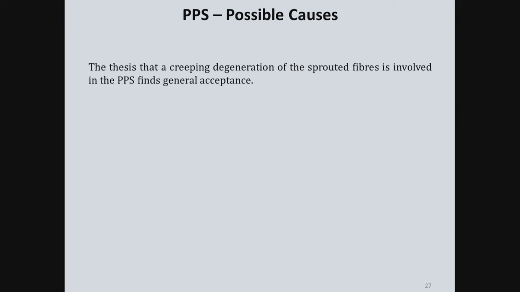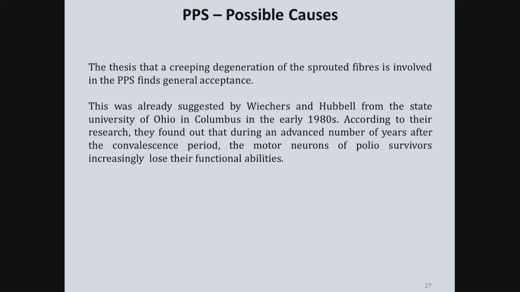PPS possible causes. The thesis that a creeping degeneration of the sprouted fibers is involved in the PPS finds general acceptance. This was already suggested by Wiechers and Hubble from the State University of Ohio in Columbus in the early 80s. According to their research, they found out that during an advanced number of years after the convalescence period, the motor neurons of polio survivors increasingly lose their functional abilities.